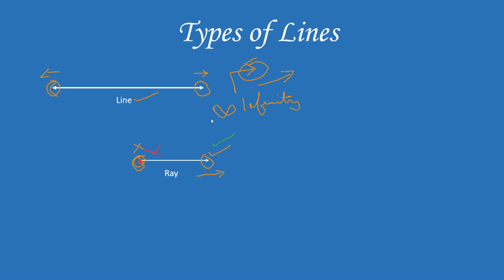All right. So, okay, next type of line. Tell me if this line has arrows or not.